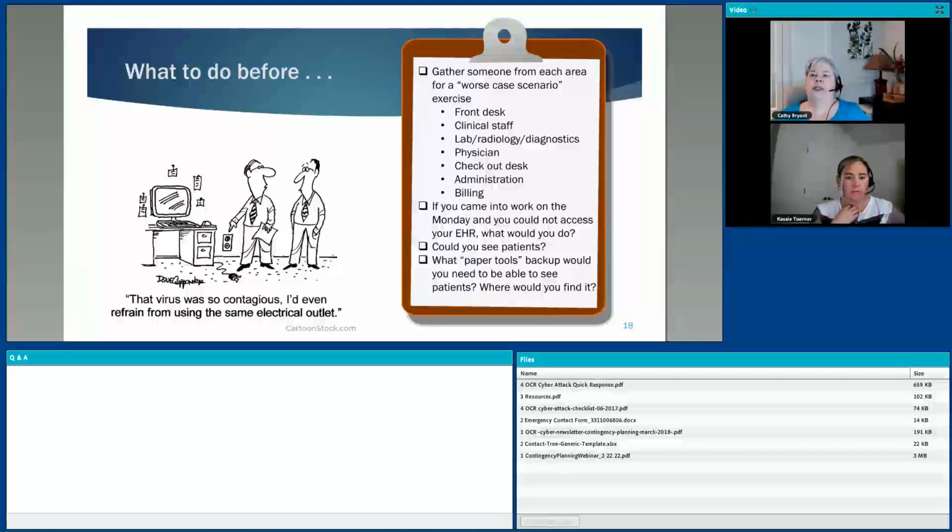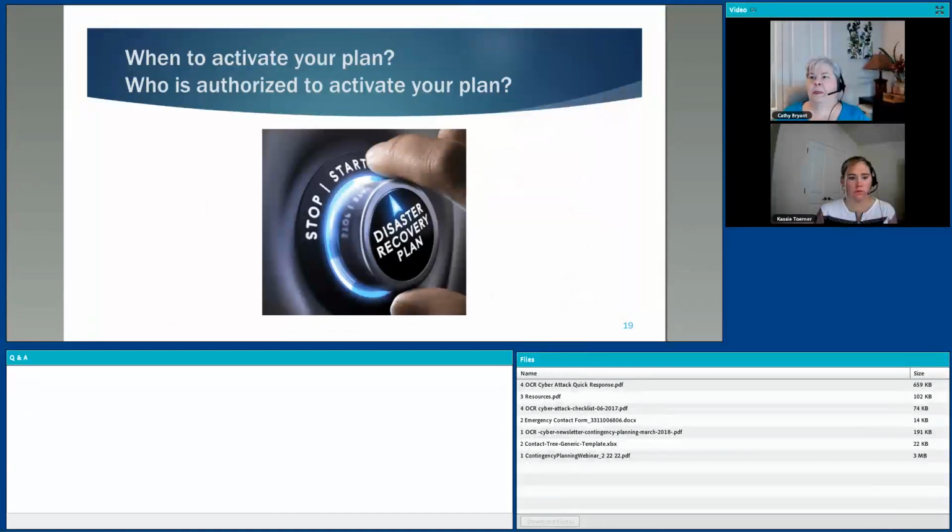And you want to pose a scenario. If you came into work on Monday morning and could not access your EHR and your practice management system, what would you do? Could you see patients? How would you see patients? And what paper tools for the backup or as a backup would you need to be able to see patients? And where would you find those? We're going to go through this in a little more detail in just a moment.